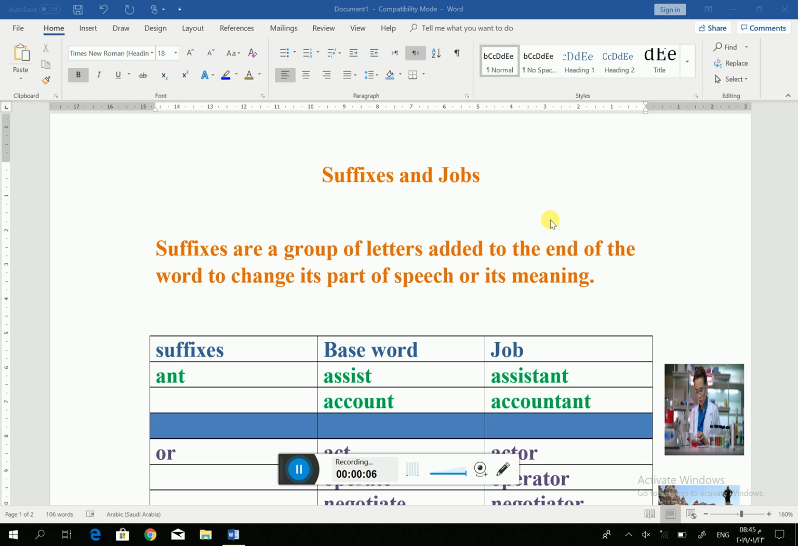It will be about suffixes and how to use suffixes to make jobs. First, suffixes are a very good way to enrich your set of vocabulary because you just add a group of letters to the end of the word to change its meaning. So, first, let's start with the definition of suffixes. What are suffixes? Suffixes are a group of letters added to the end of a word to change its part of speech or to change its meaning. So today we are going to talk about suffixes and how suffixes could change the part of speech.